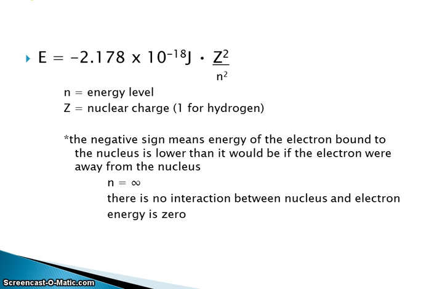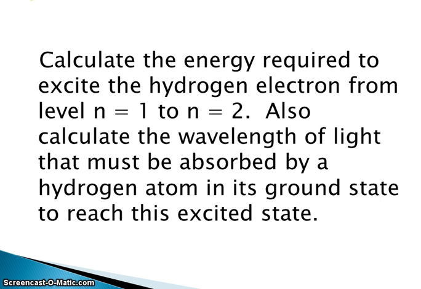And energy would then equal 0. So here's a question we want to deal with. Calculate the energy required to excite the hydrogen electron from level n equals 1 to n equals 2. Also, calculate the wavelength of light that must be absorbed by a hydrogen atom in its ground state to reach this excited state. So what this means is we have the hydrogen electron in the first energy level.